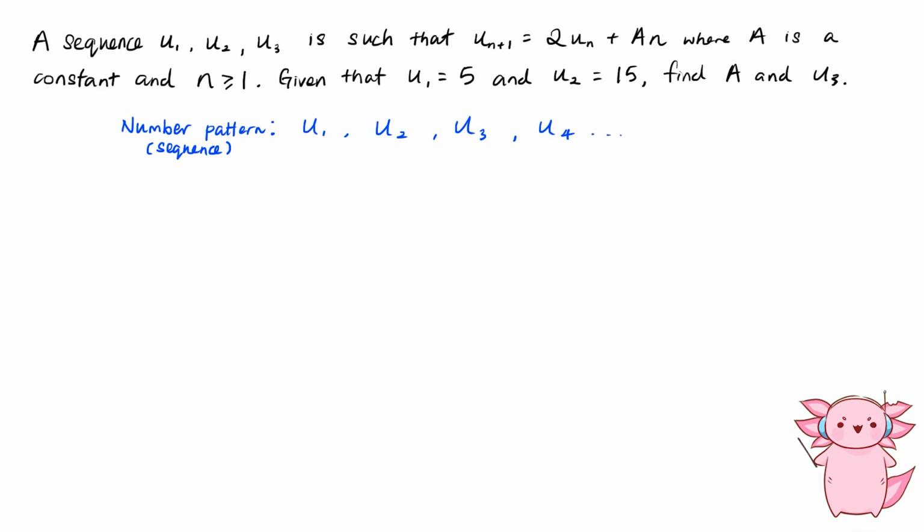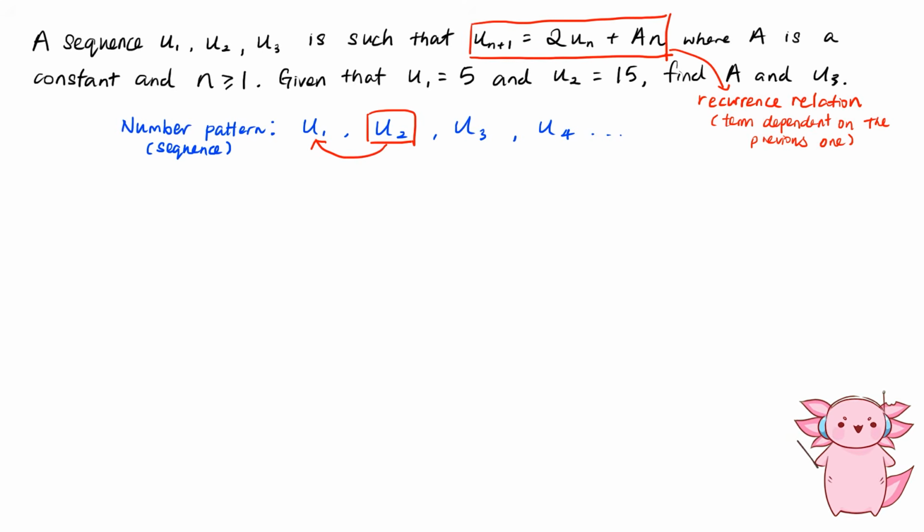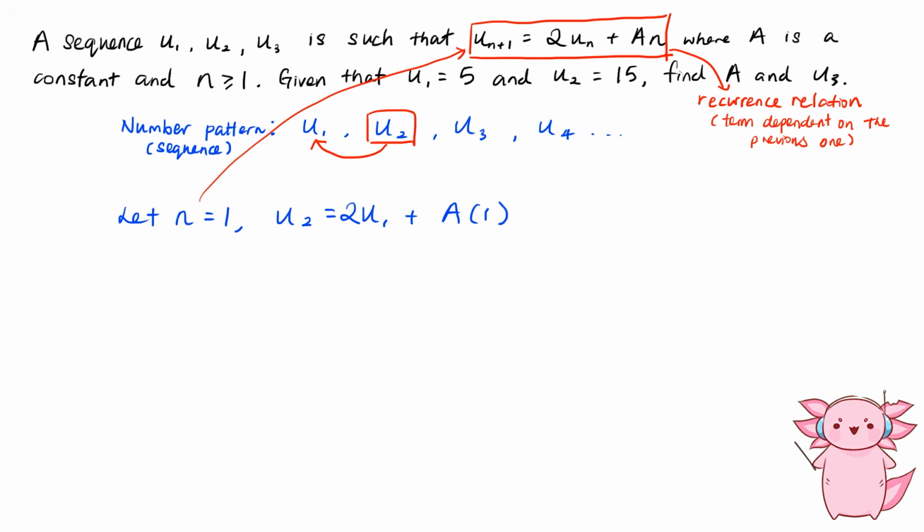A sequence is just like a number pattern, so for this question, each term is connected to the previous term by this formula, which is called a recurrence relation. So let's let n equal 1 to see the base case, and we can get an equation like this over here.